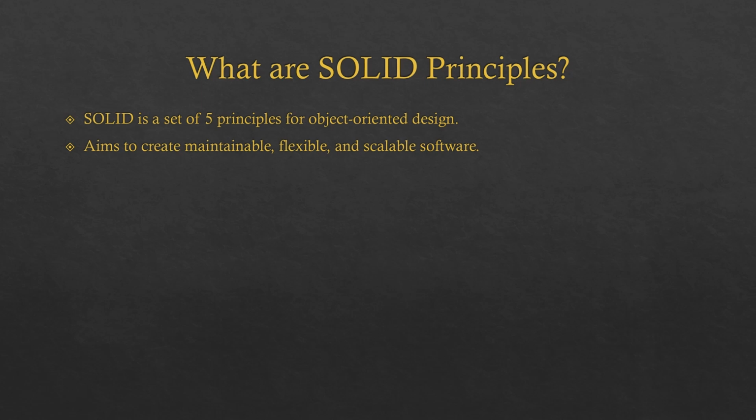First, let's talk about what Solid is. Solid is a set of 5 design principles used in object-oriented programming. These principles help developers write clean, maintainable, and scalable software. By following Solid, developers can ensure that the software is flexible and easy to adapt over time.